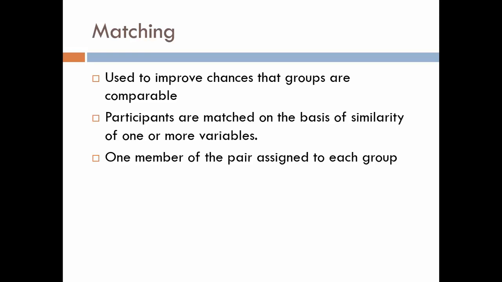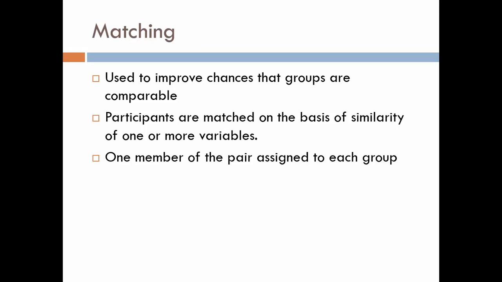Another thing that is used in experimental design is matching. This is used to improve chances that groups are comparable. So we take our sample and we match up participants based on similarity in one or more variables that are important. And then one member of each group, one member of the control group and one member of the experimental group, are assigned to be a pair.